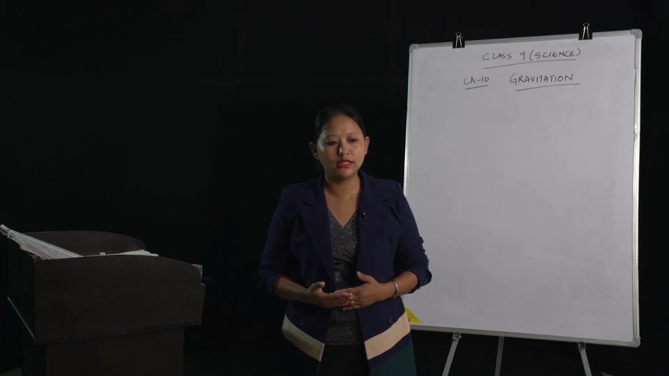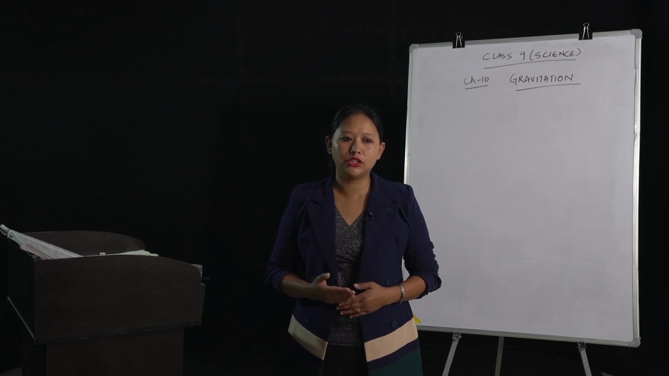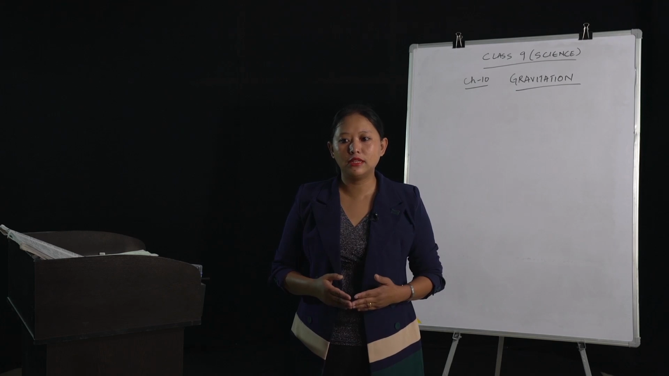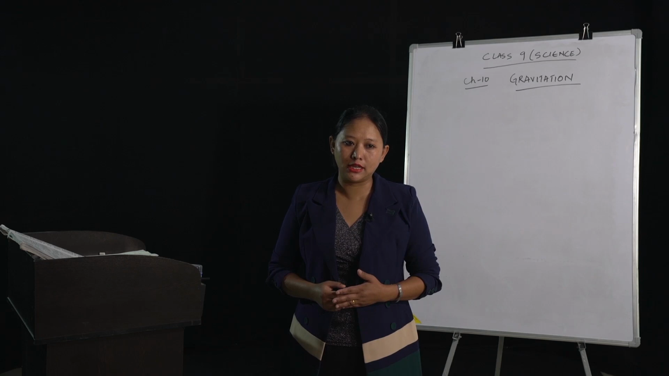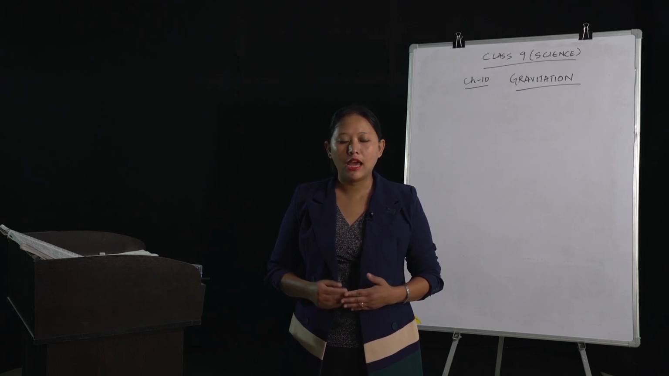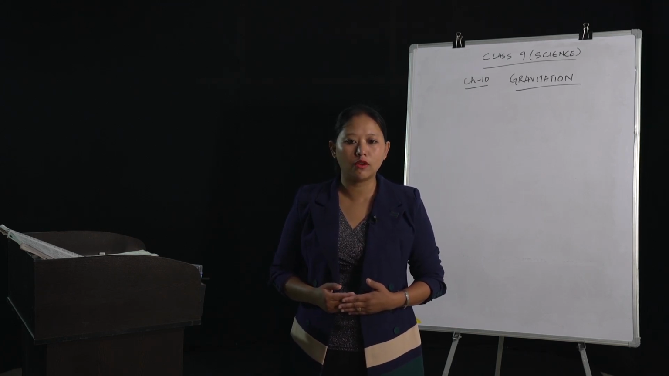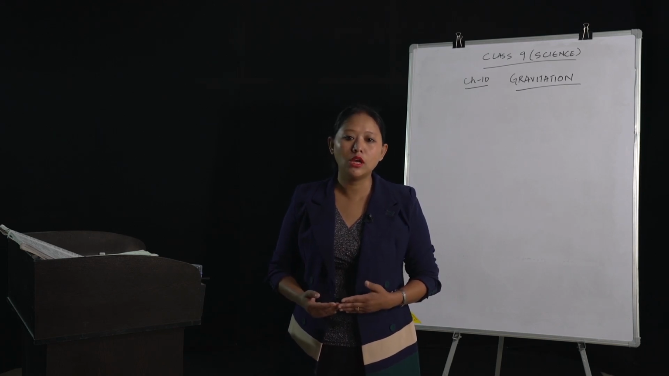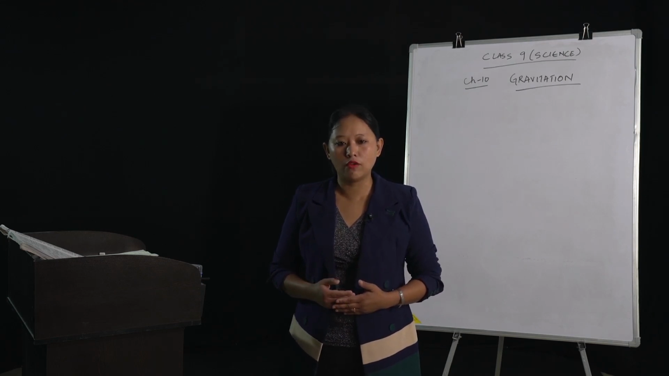So we have already learned that the force of gravitation is due to Earth, and we call it gravitational force. That means it is because of the gravitational force of the Earth that it pulls the object towards itself. And we have also learned that every object in the universe attracts every other object with a force which is proportional to the product of their masses and inversely proportional to the square of the distance between them, and that we call the universal law of gravitation.